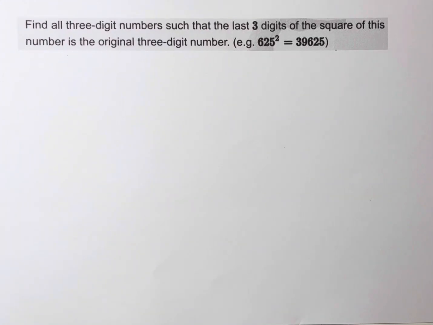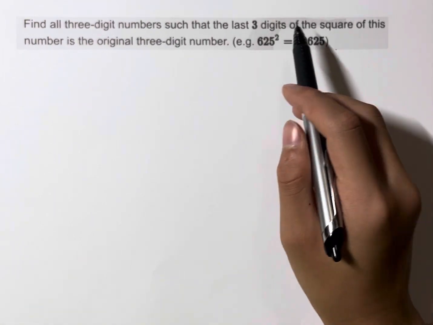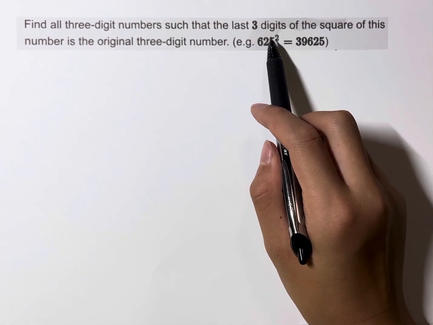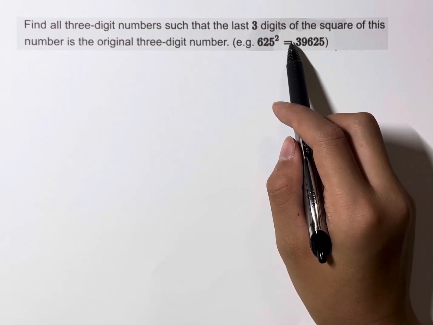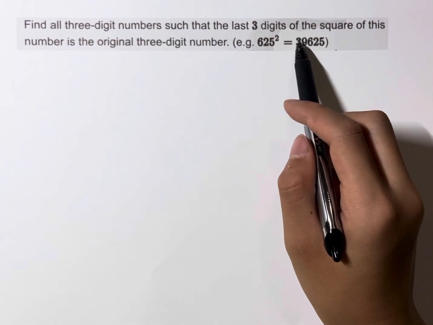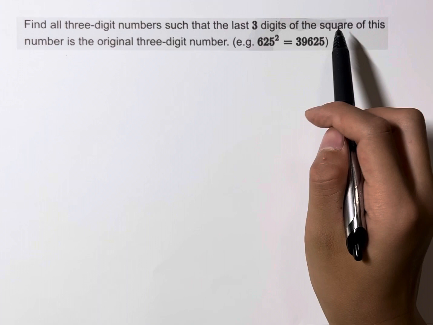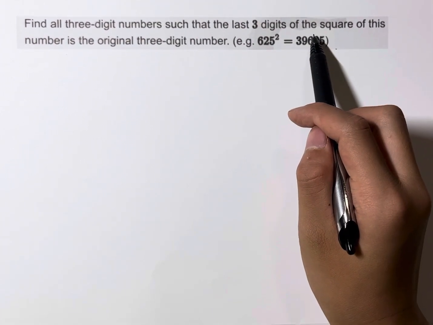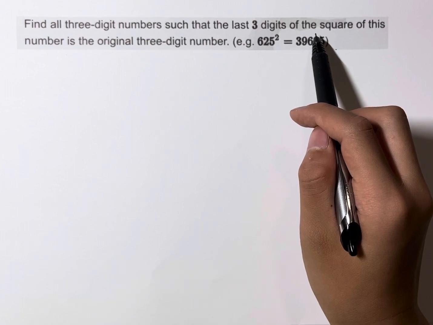In this video, I'll be discussing a number theory problem. Find all 3-digit numbers such that the last 3 digits of the square of this number is the original 3-digit number. In this example, such a 3-digit number is 625, and the perfect square of 625 is 390,625, and the last 3 digits of 390,625 is 625, which satisfies the conditions.